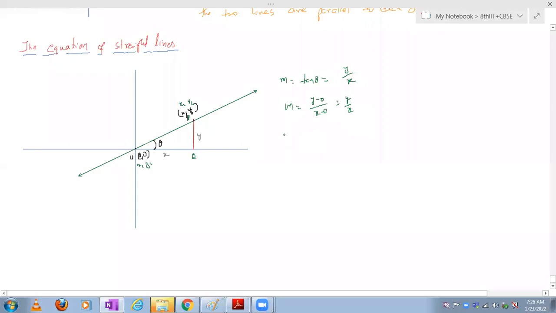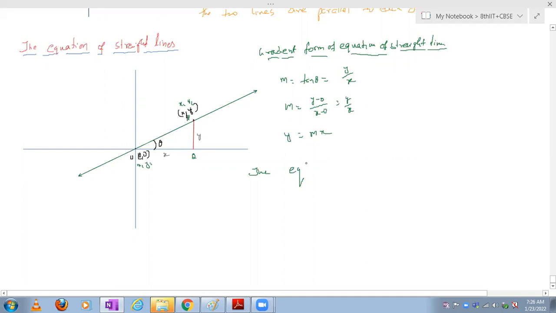So y is equal to mx. This is the gradient form of the equation of the straight line. The equation of the straight line passing through the origin is called the gradient form. Gradient form of equation of straight line.